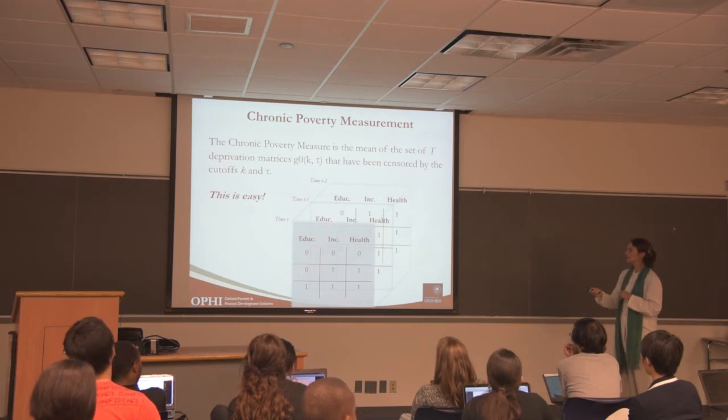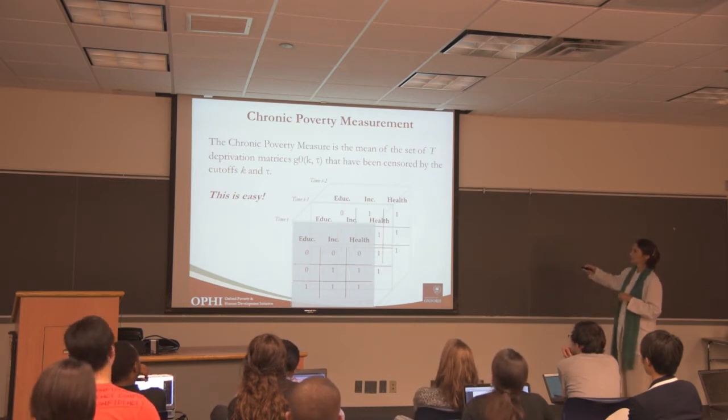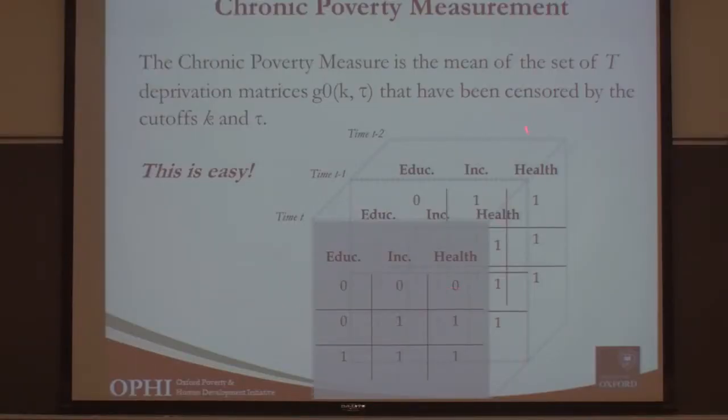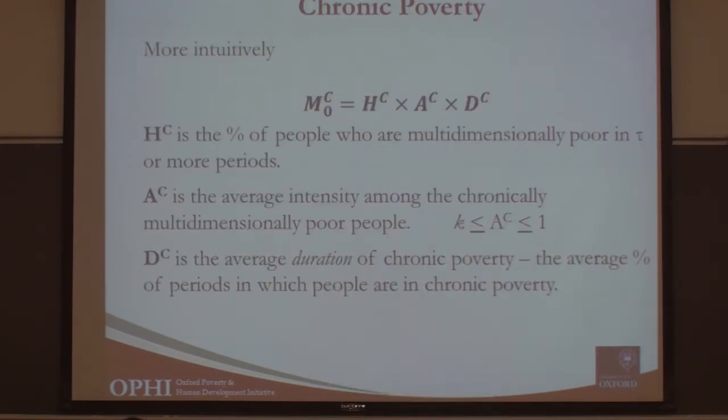So this is what it looks like: 3 dimensions, 3 people, 3 periods. And so you're basically taking a box of 3 matrices, 1 per period. You're taking the mean of the box. Or you're looking at the percentage of people who are chronically poor, the average intensity of deprivations they experience for the people and the periods that they are poor, and the average duration of chronic poverty among the chronically poor people. So that's written out in English.